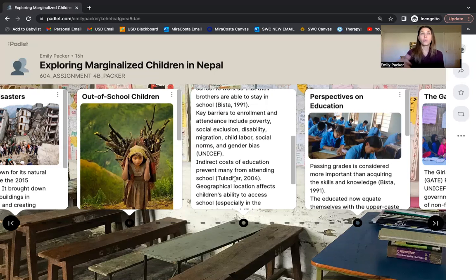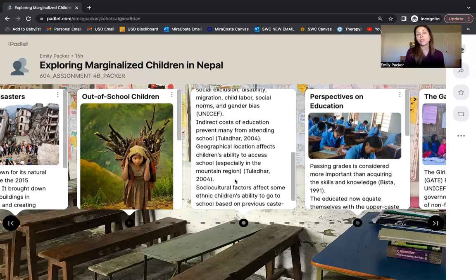They didn't want to walk 2.5 hours one way to school to then be met with a lot of hostility from other students, as well as parents and teachers. There's also something we haven't talked about, which is disability in Nepal. That's a reason that kids are out of school, along with migration, child labor, social norms, and gender bias. Something we've mentioned earlier is the indirect costs of education, like transportation and materials and clothing.